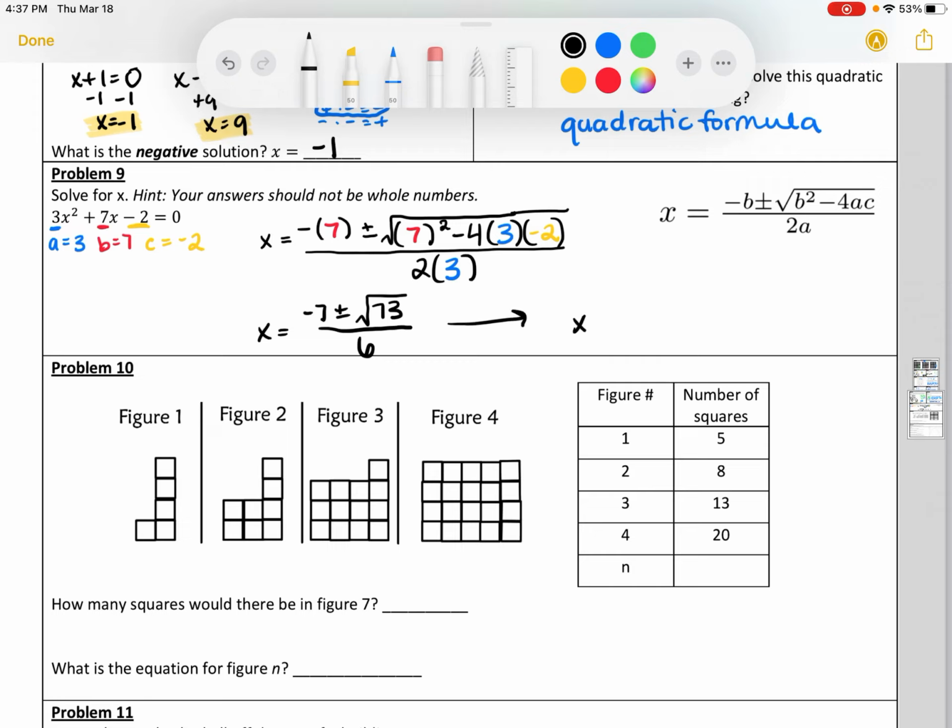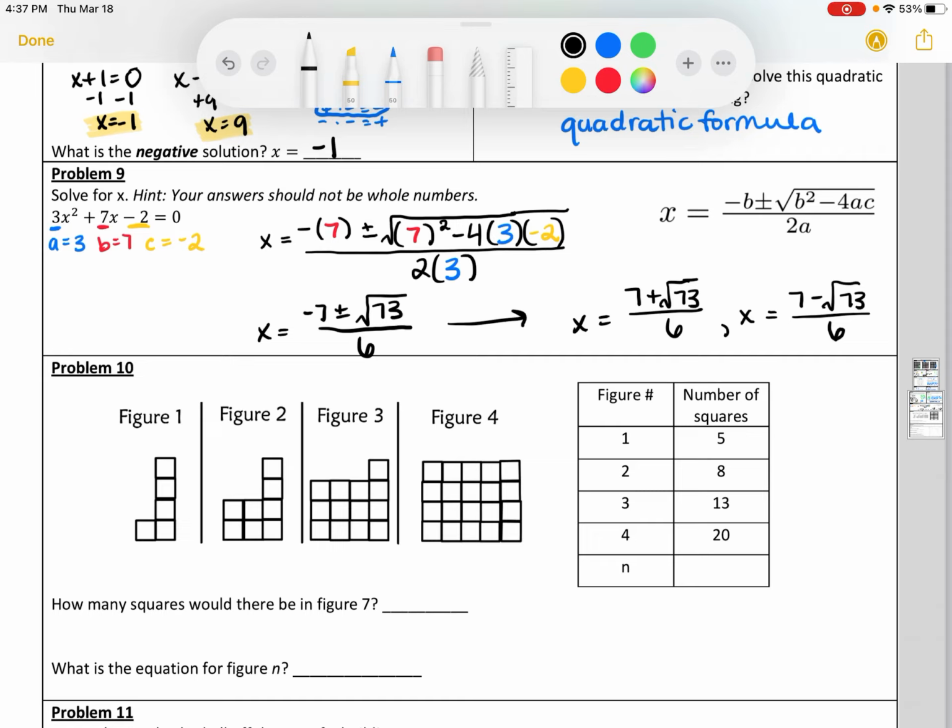and a minus sign. So my two solutions are x equals 7 plus the square root of 73 over 6, and then x equals 7 minus the square root of 73 over 6. Those are my two solutions.